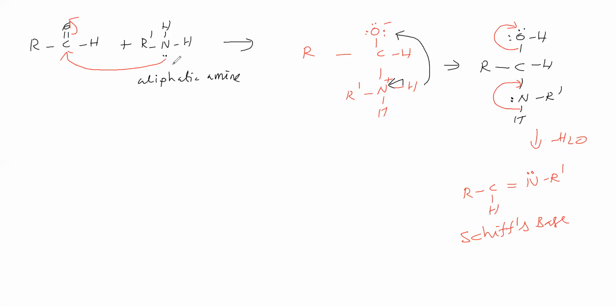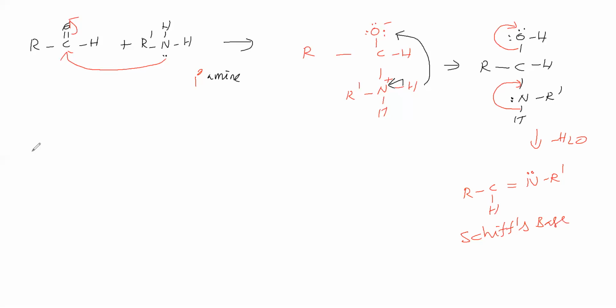Instead of saying aliphatic amine, it is better to say primary amine, because we can take even an aromatic amine also. So an aldehyde with a primary amine gives a Schiff's base.